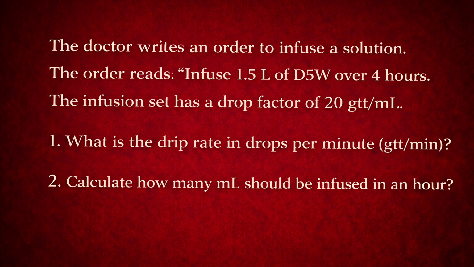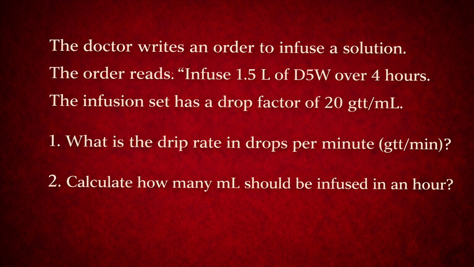Our next question says that the doctor writes an order to infuse a solution, and the order reads infuse 1.5 liter of dextrose over 4 hours. The infusion set has a drop factor of 20 GTT per mil. What is the drip rate in drops per minute? And our next question says calculate how many mils should be infused in an hour.